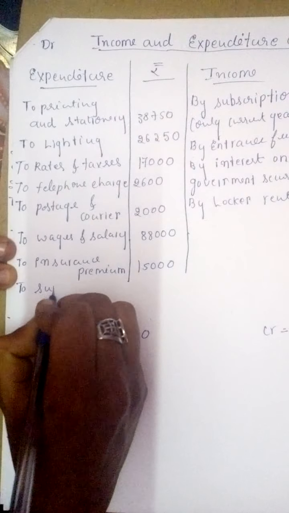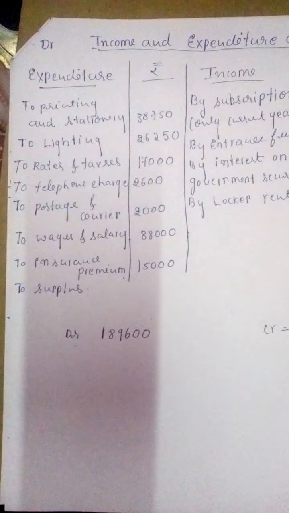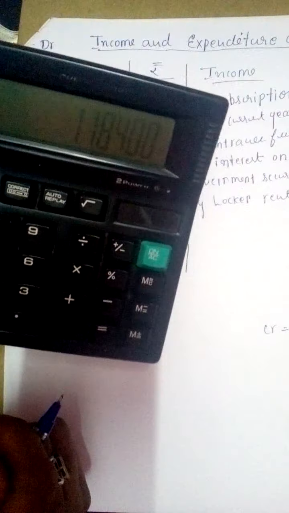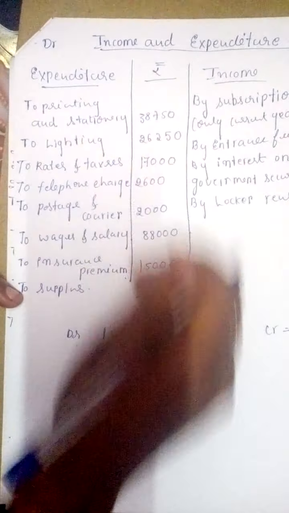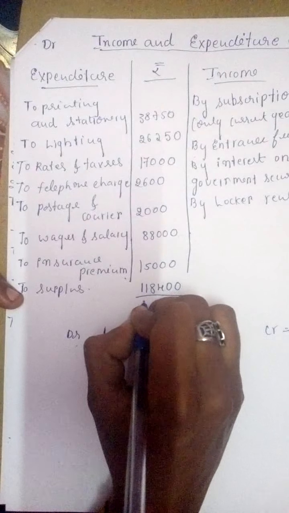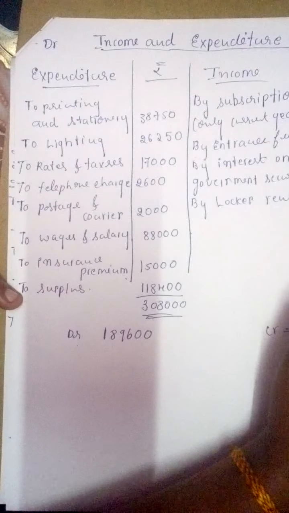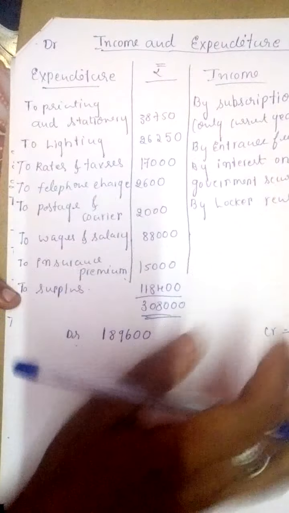To surplus. So we need to find out the difference between this 3,08,000 minus 1,89,600. What will be the surplus? The surplus amount or balancing figure is 1,18,400. Now see, both the sides get tallied, that is 3,08,000. So this is the way in which you need to prepare income and expenditure account. Understood?